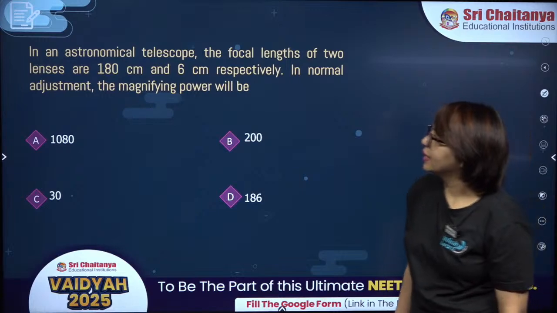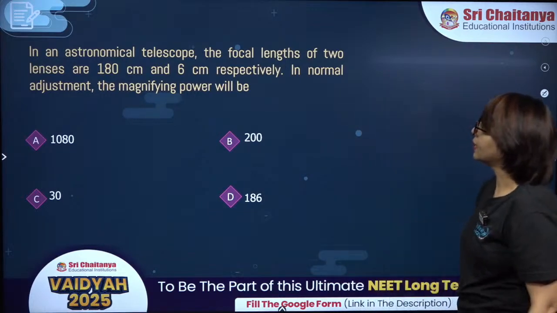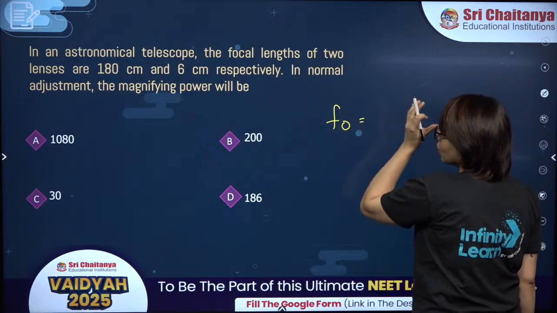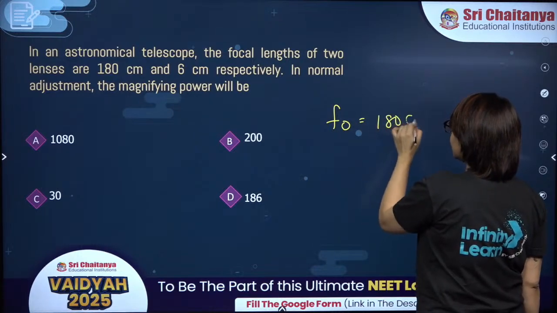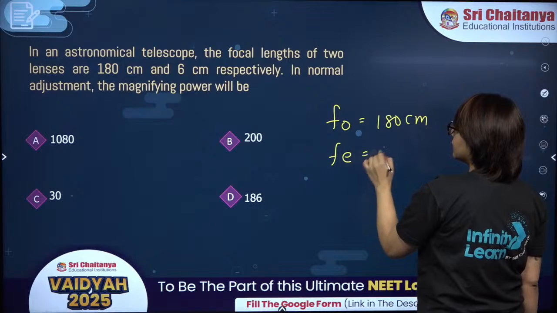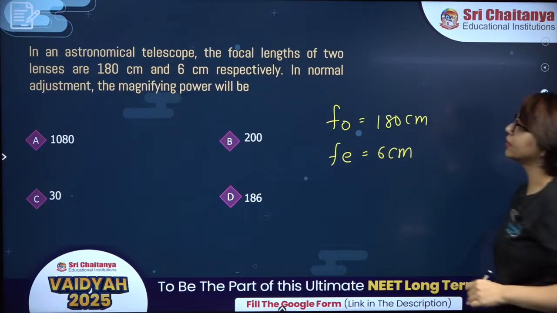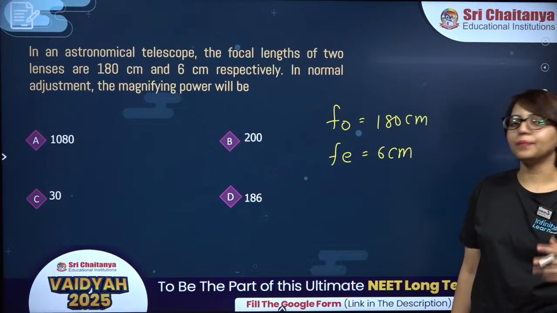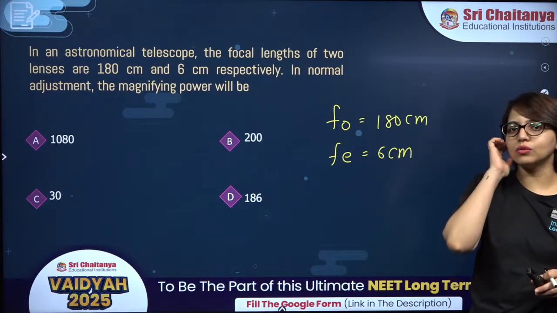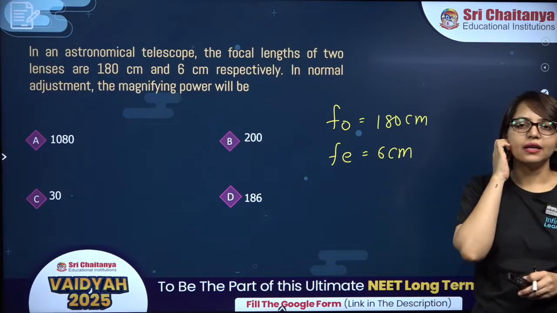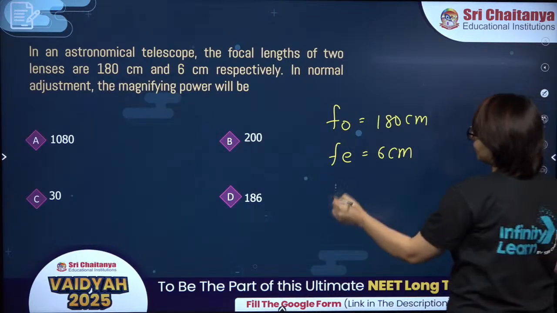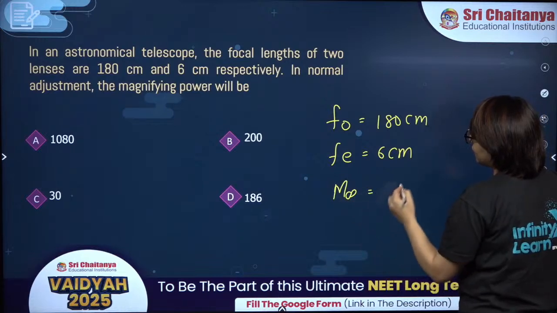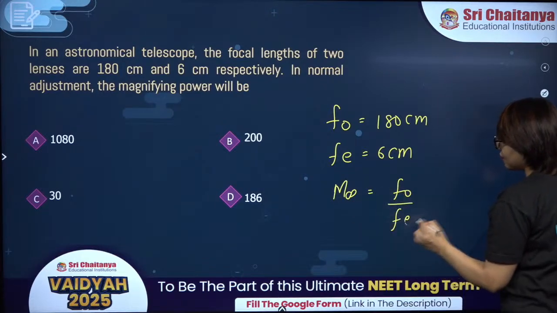Next is this one. In an astronomical telescope, the focal length of the objective is 180 centimeter and the eyepiece focal length is 6 centimeter respectively. In normal adjustment, the magnifying power will be. Normal adjustment means the final image is also at infinity, right? So you have to find M infinity, the magnifying power when the final image is at infinity, which is FO upon FE.